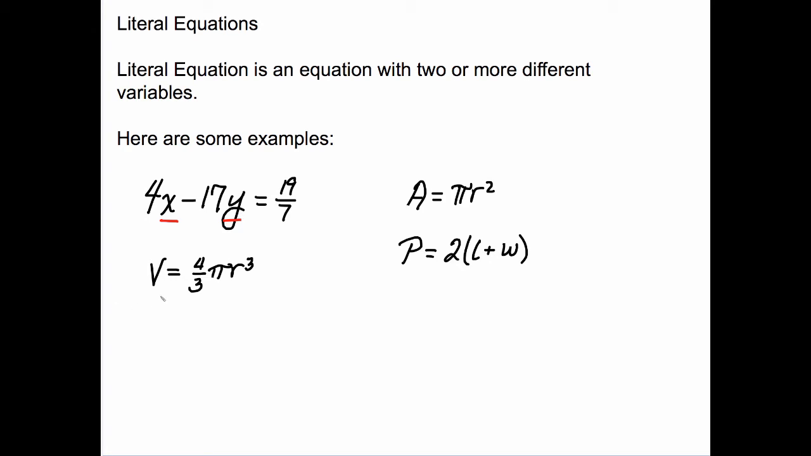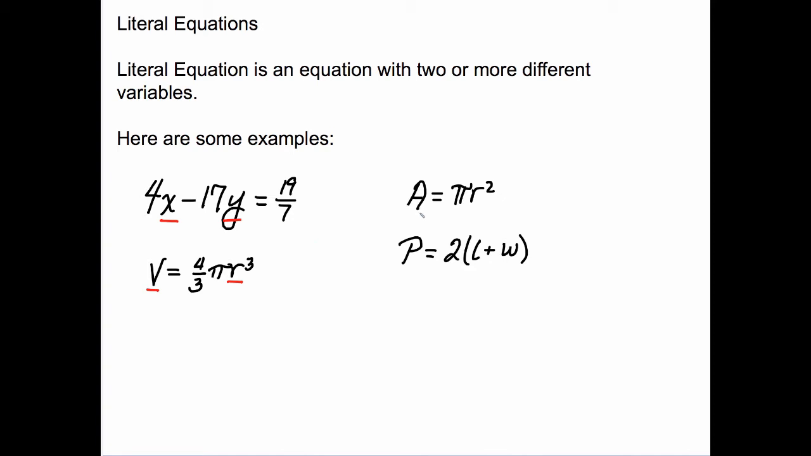The second literal equation is also a formula. It's the formula for finding the volume of a sphere. And we can see that there are two variables, V and r. Remember that pi is not a variable. Pi is a number. It stands for 3.14159, but we consider it a number, not a variable.